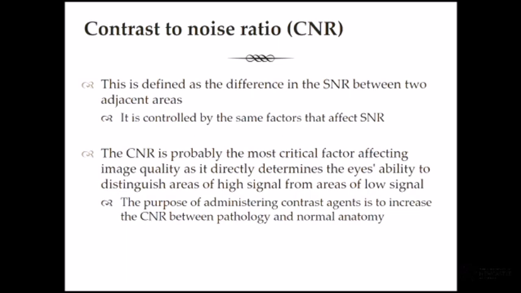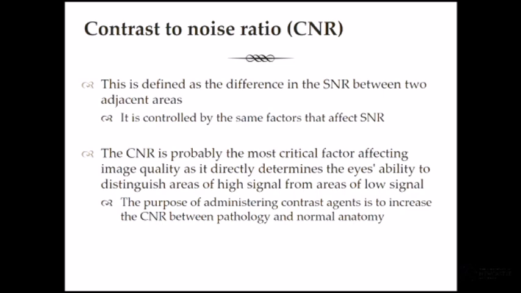Essentially, anyone that wants to look at images and do image interpretation is always trying to maximise the difference between tissues of very similar characteristics that are adjacent to one another. A good example is just thinking about grey and white matter in the brain. The purpose of administering contrast agents is to increase the contrast to noise ratio between pathology and normal anatomy.